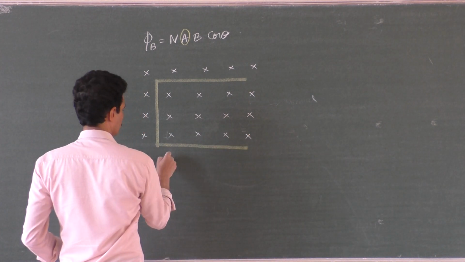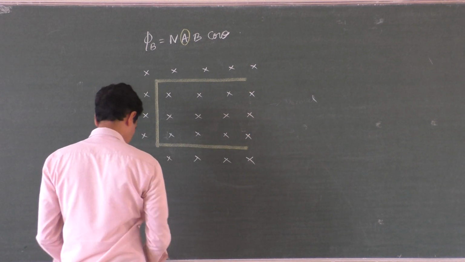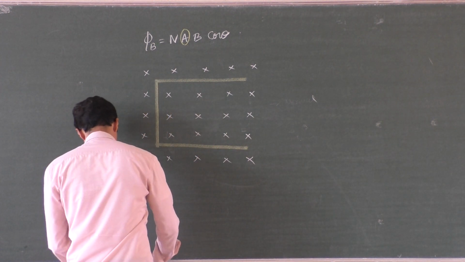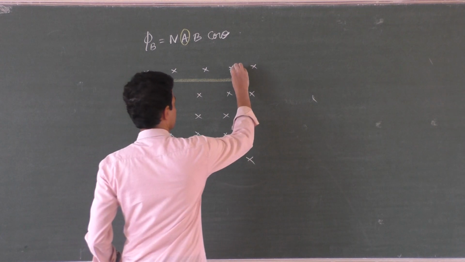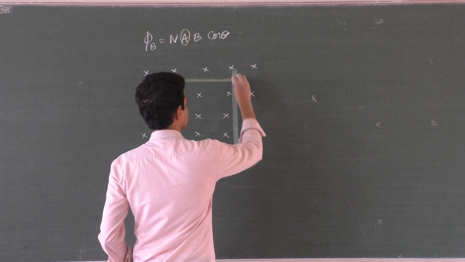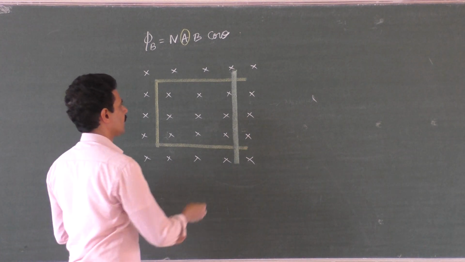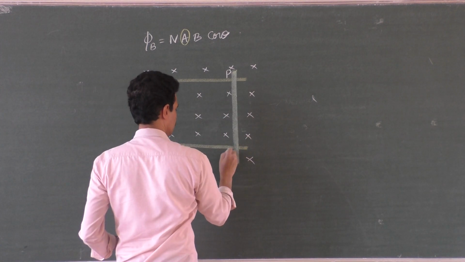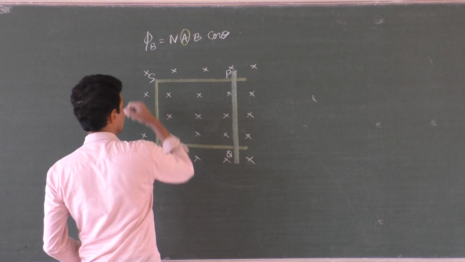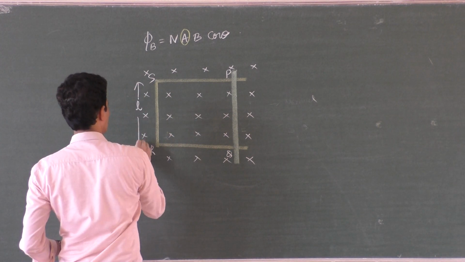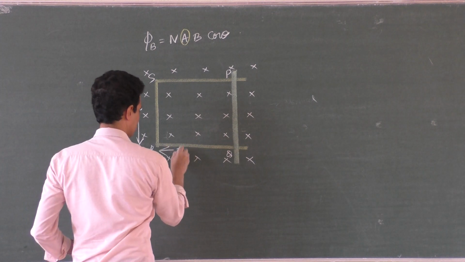Now this is not a closed circuit. We will close it by putting another rod just over this. They are electrically in contact. I will call this rod PQ and the frame RS. Now it is closed. What is the area? Length of the rod, I will call this L, into breadth X.